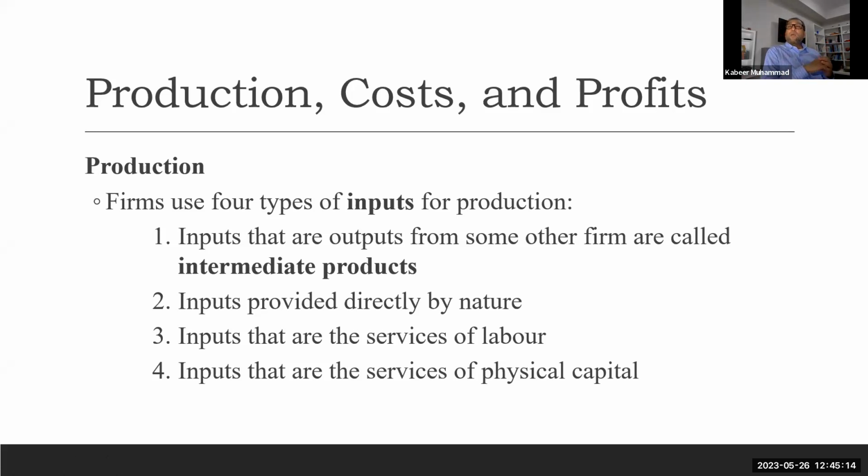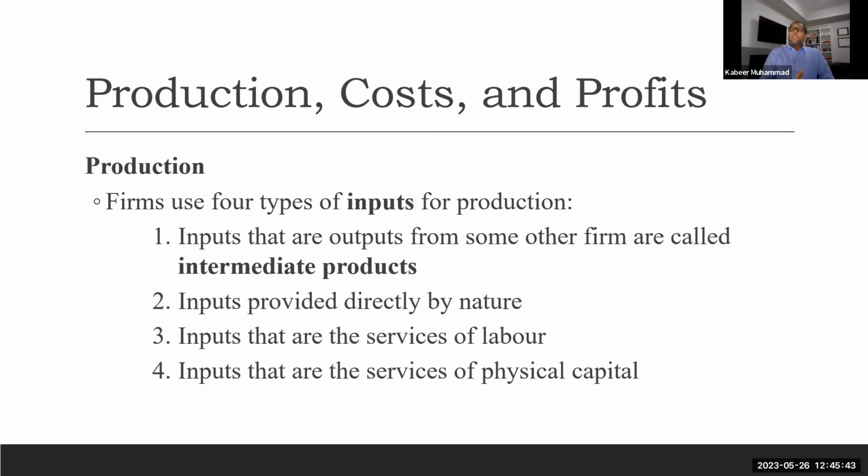Another is input provided directly by nature, like we need wood and different types of minerals which we are extracting from nature. Then inputs that are services of labor. We need labor in order to produce anything, so we need some human resource to produce things. Inputs that are the services of physical capital, we also need physical capital to produce something.